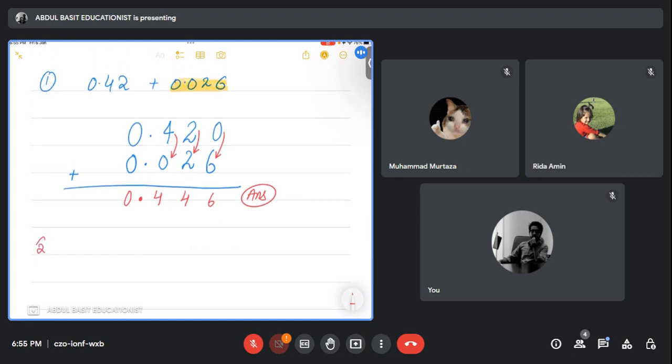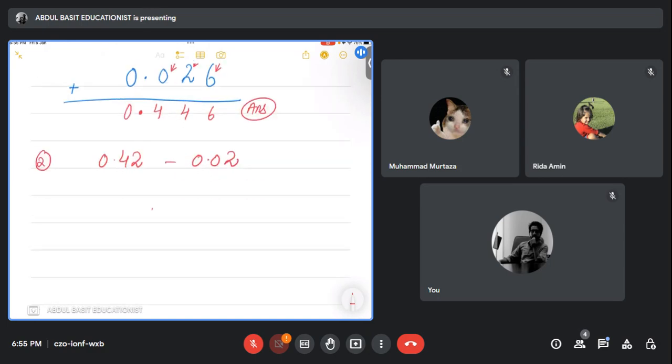Okay, the second question, like for example, if the case is of minus, like they say that 0.42 minus 0.02. So how to do it? Just write the decimal as it is, 0.42, point first, then 02, then a 0. Drag a line and subtract. Now 2 minus 2 is 0, 4 minus 0 is 4, decimal at its own point, so 0.40 is the final answer.